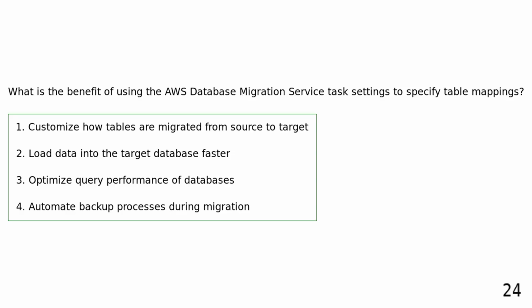What is the benefit of using the AWS Database Migration Service task settings to specify table mappings? Customize how tables are migrated from source to target. Load data into the target database faster. Optimize query performance of databases. Automate backup processes during migration.